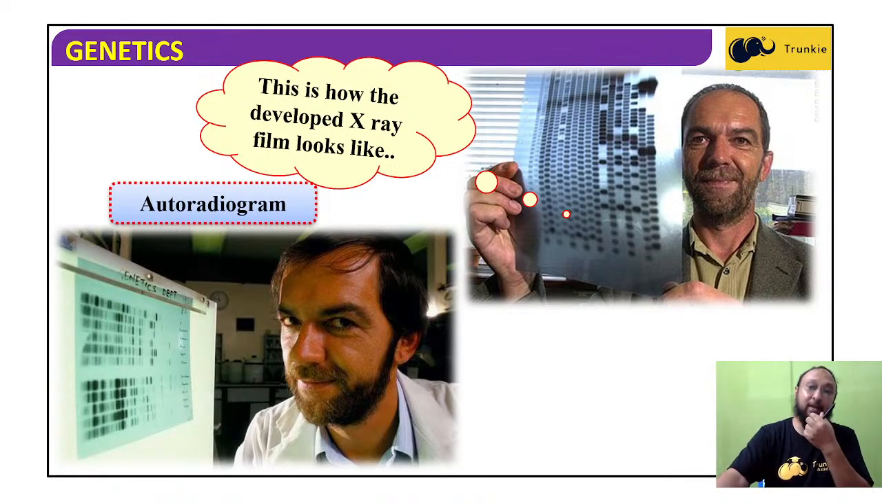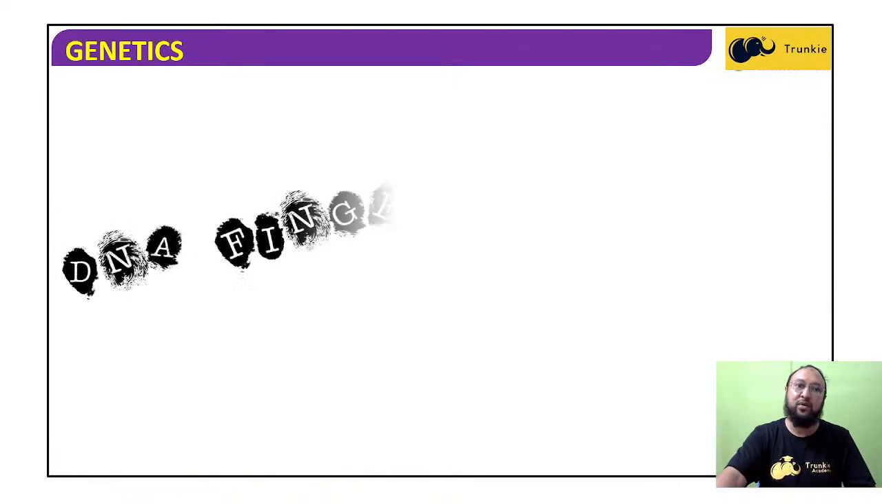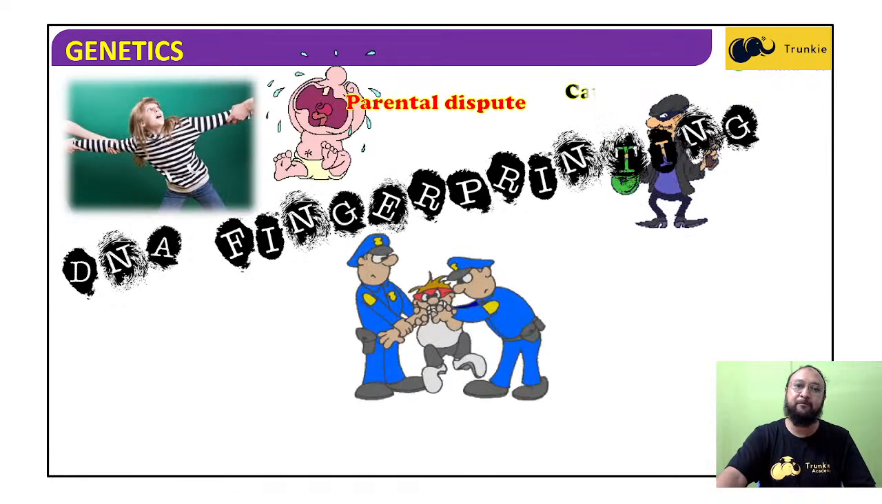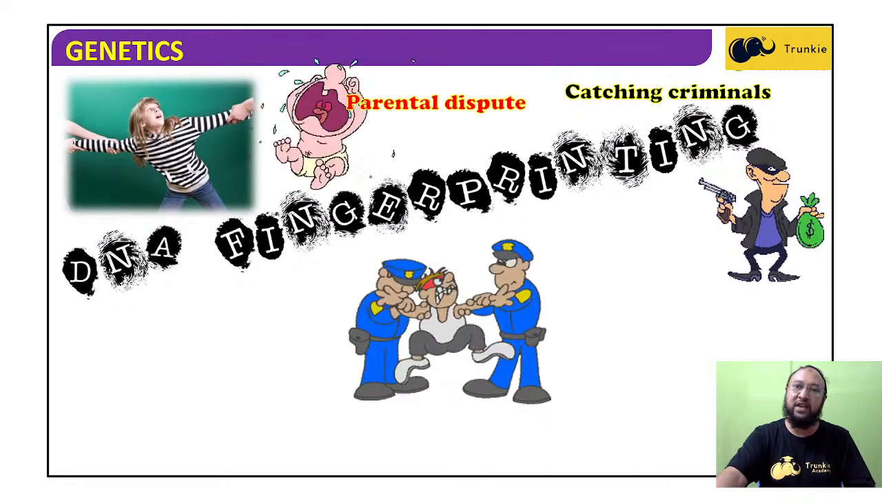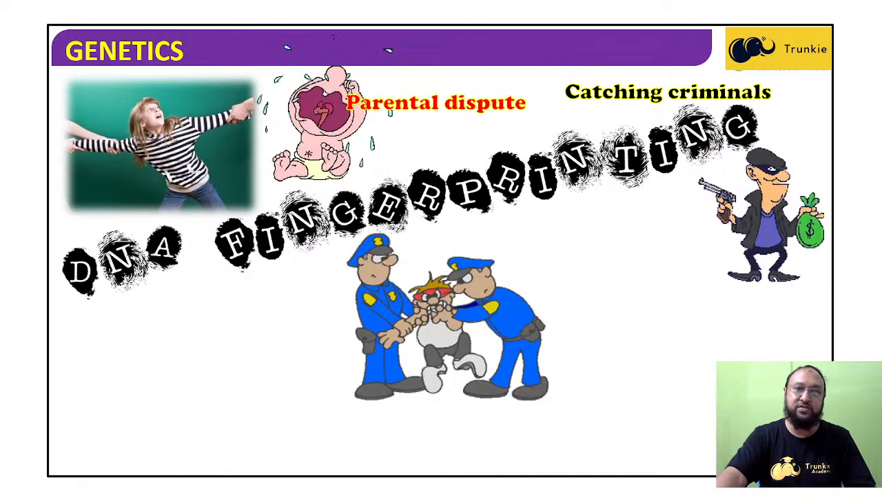Autoradiograph means autoradiography: when the DNA bases contain radioactive substances, they form an image due to the radiation coming out of the radioactive substance in the nitrogenous base. DNA fingerprinting is used in parental disputes and catching criminals.